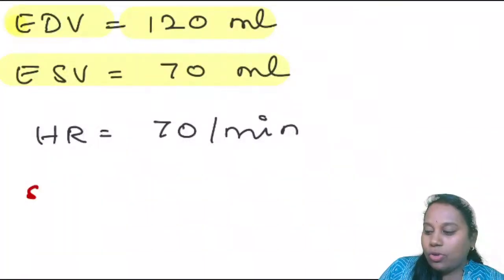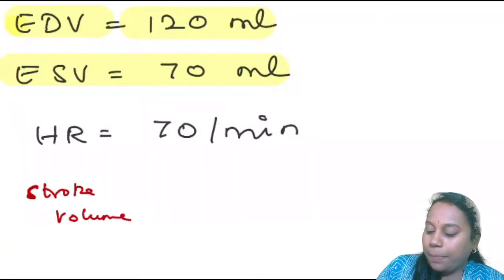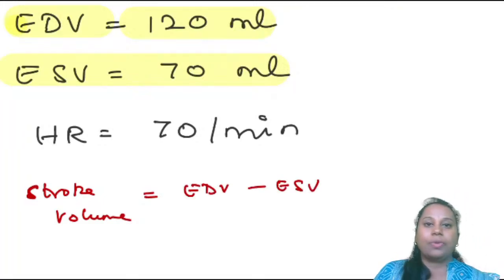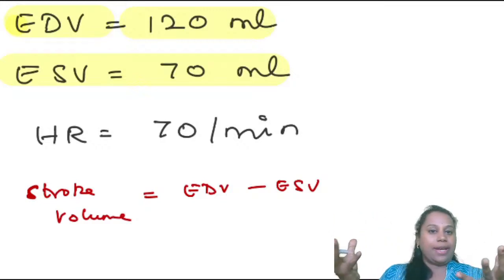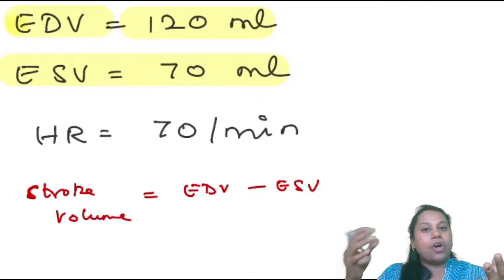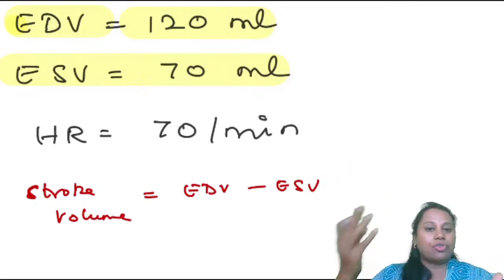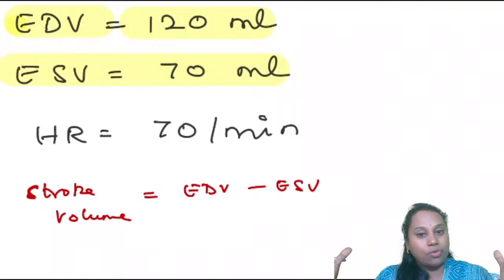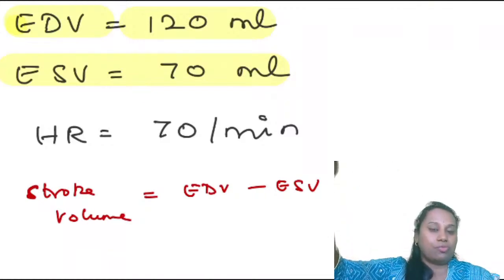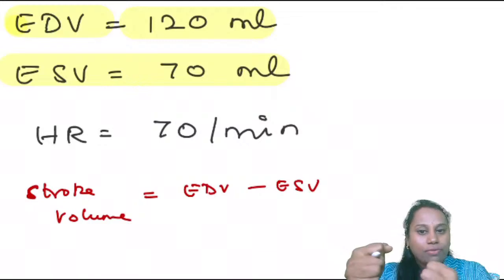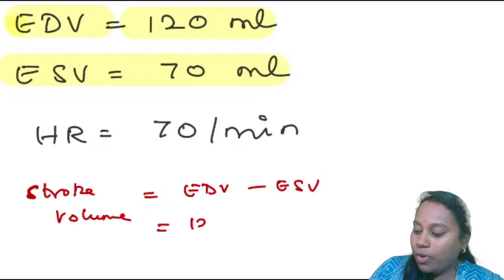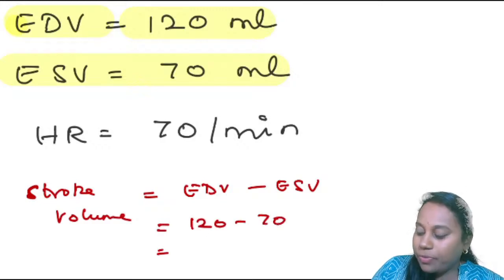What is stroke volume? Stroke volume means end diastolic volume minus end systolic volume. End diastolic volume is how much the heart is filled with blood. Out of that, how much has been moved out? That is stroke volume. So if you subtract end diastolic volume and end systolic volume, you will know how much has moved out. Every stroke of the heart, how much of blood moves out? That is called stroke volume. So if you subtract this, 120 minus 70, you get 50 ml of stroke volume.